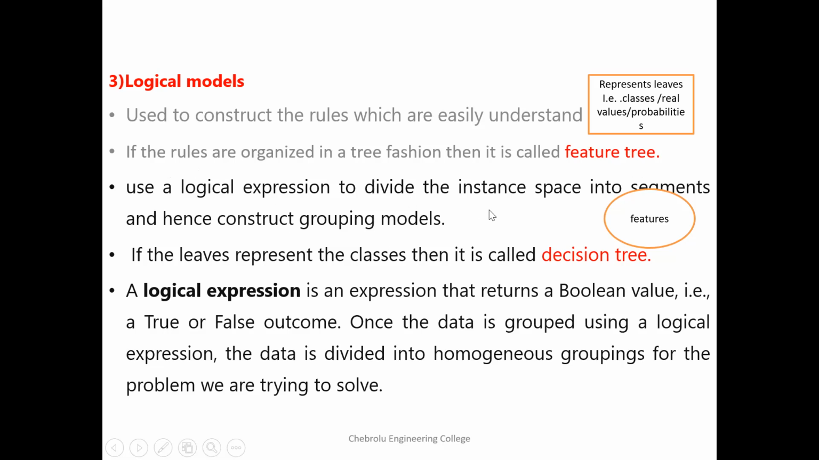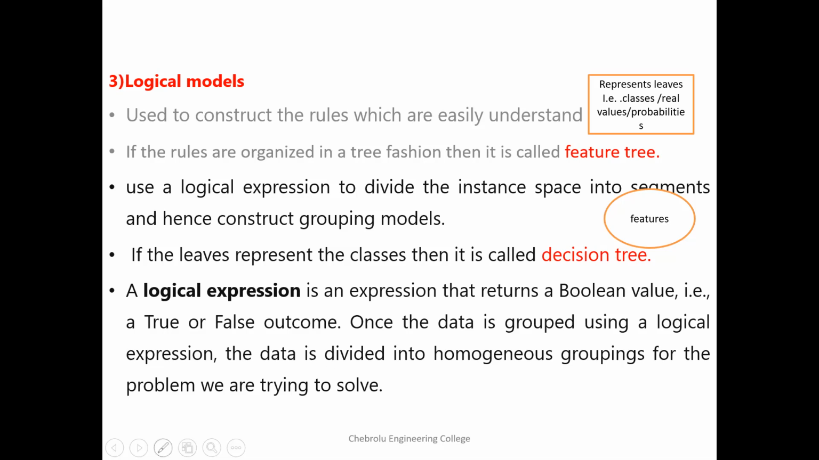Use a logical expression to divide the instance space into segments and hence construct grouping models. That we'll see in the grouping and grading models also. If the leaves represent the classes, then it is called a decision tree. Normally, rectangle boxes are used to represent classes and real values, and the circles are used to represent features. Right.